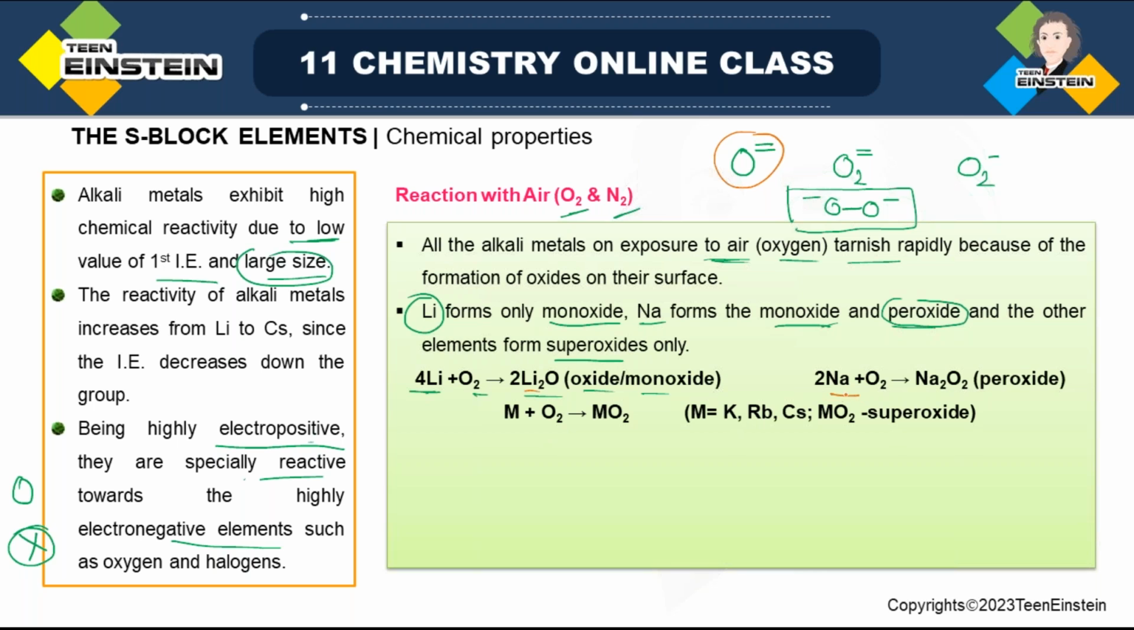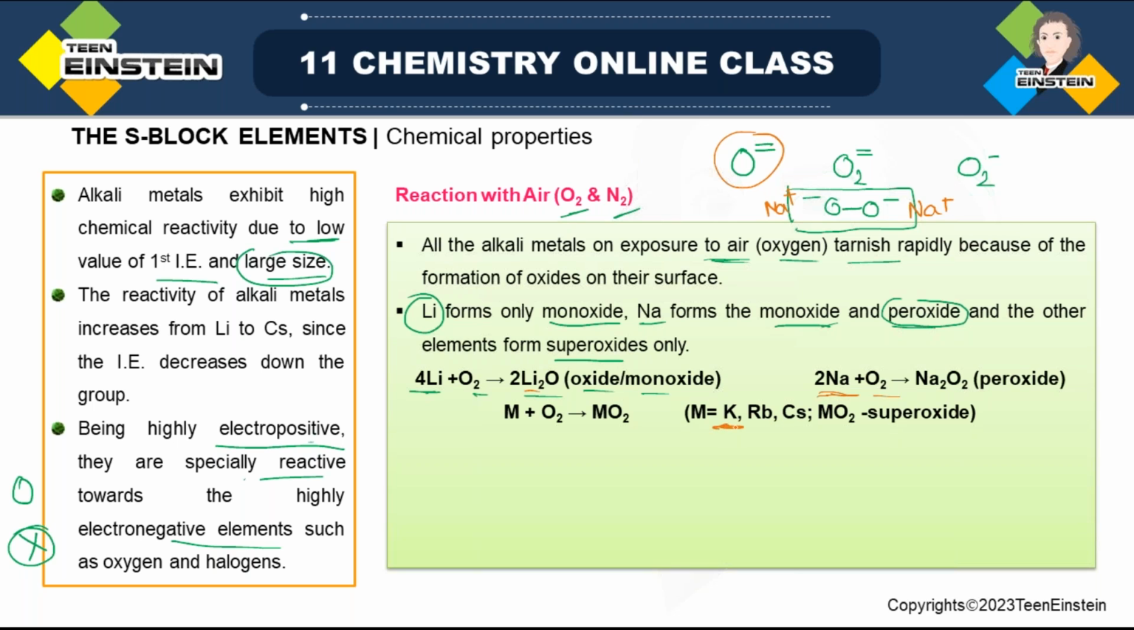Next element, when sodium is reacting with O2, it is 2:1, 2 moles of sodium, 1 mole of O2, forming Na2O2, which is sodium peroxide. Now in Na2O2, there is a 2 negative charge, so you have to place 2 Na plus. You can also say it is as if a derivative of hydrogen peroxide. In hydrogen peroxide we have HOOH, and now it is as if you are replacing the 2 H plus with 2 Na plus. So these are the first two elements, lithium and sodium.